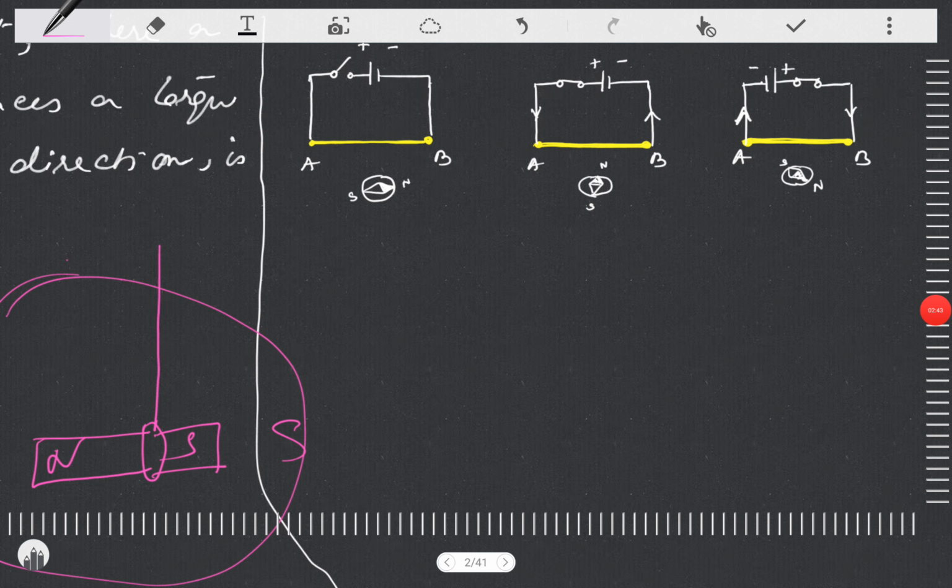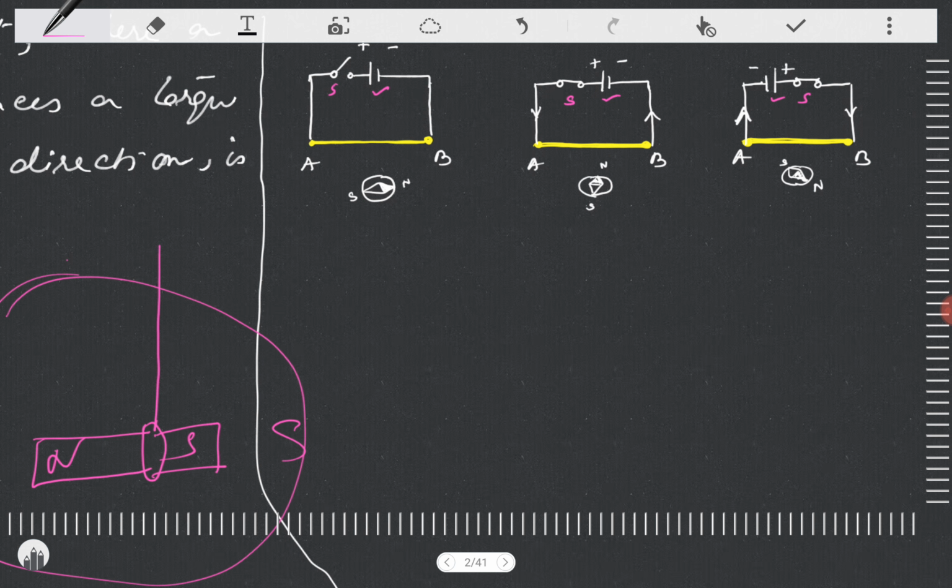Now let us study this experiment. AB is a conductor. Now three positions are given. They are connected with a battery. This is the switch. In the first case, the switch is open. That means no current is flowing through the circuit. On both sides of the conductor AB, the wire is connected.